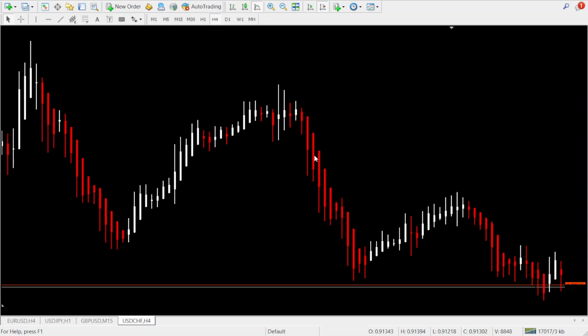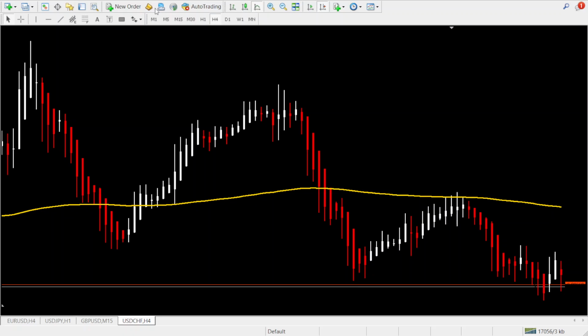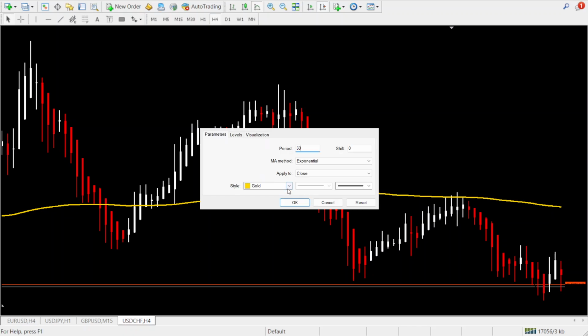Okay, so you can also add your moving average to the chart. So I recommend using the 200 EMA and the 50 EMA.